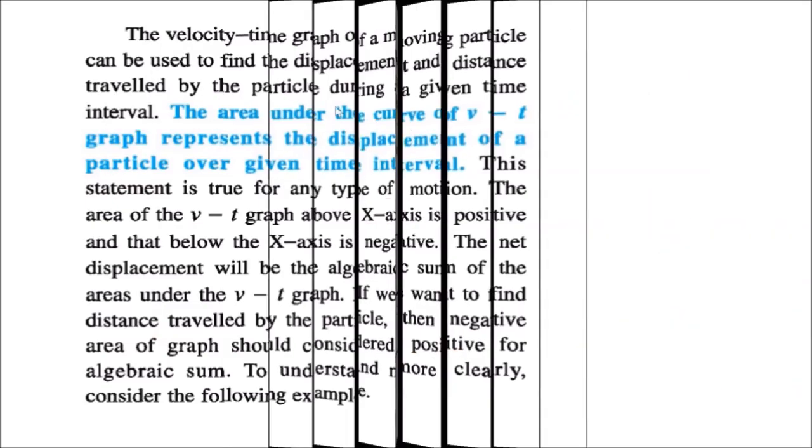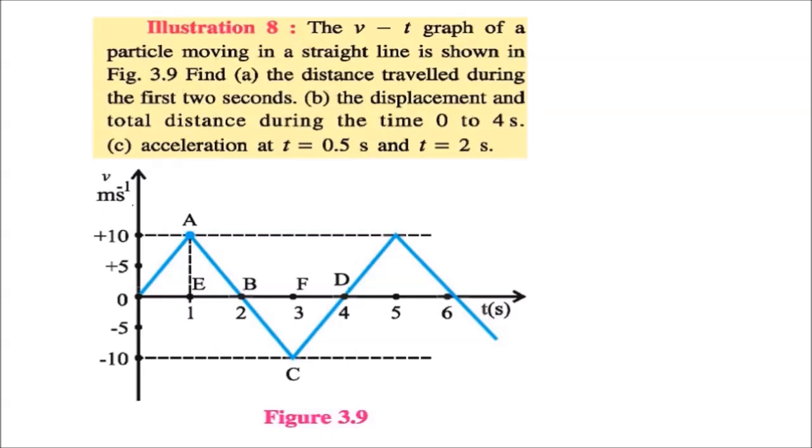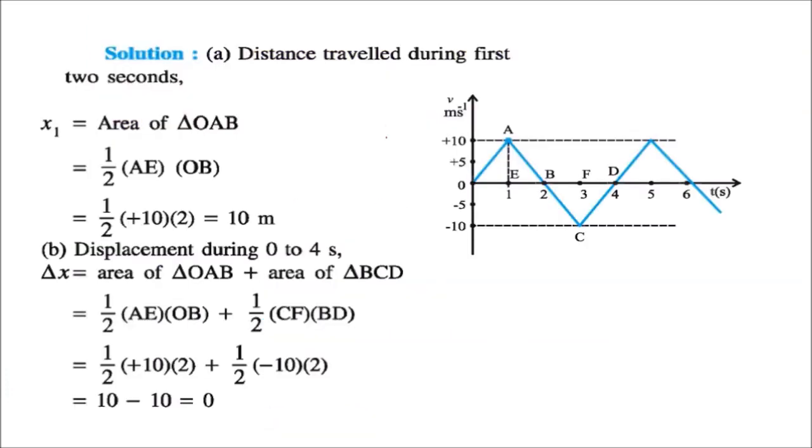First of all, as I said, we have to find out the area. For the first case, from 0 till 2, this is a proper triangle. So half into base into altitude. What is the base? Base is 2. Altitude is 10, from here to here it is 10. So half into base into altitude, half into AB into OB, which is the area of triangle OAB. And this is half into 10 into 2. The 2 cancels out, it gives you 10 meters.